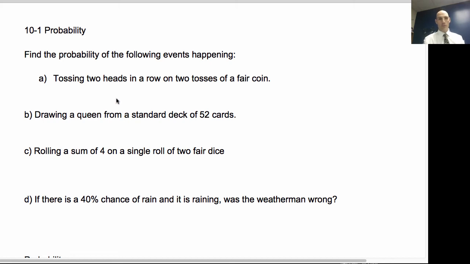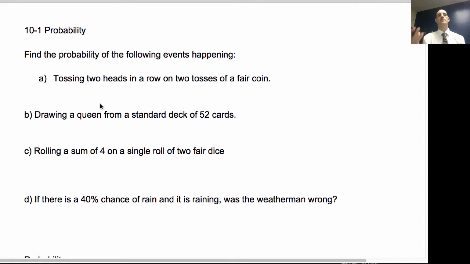Welcome back. Today we're going to talk about probability. And when we're talking about probability, there's a couple of different types of problems that we're going to deal with. And I've given you a couple of examples here. And what we're looking at is how do I construct this problem so that I can solve it?